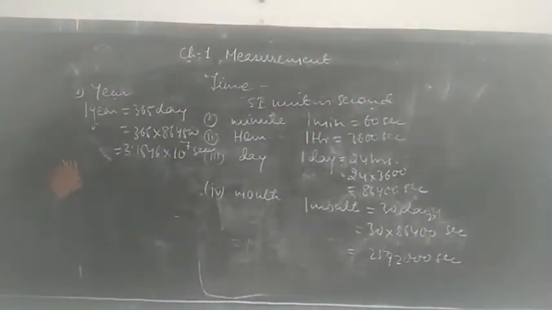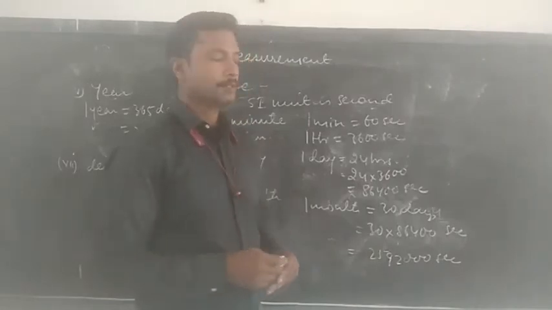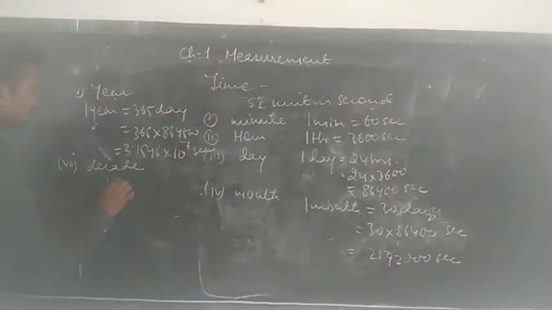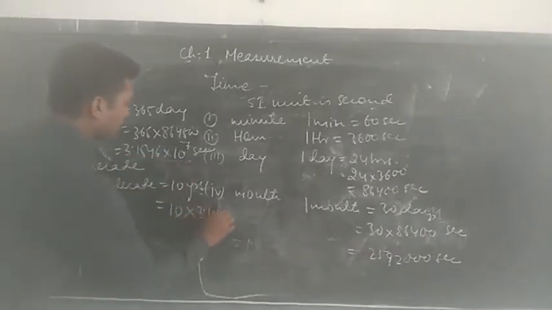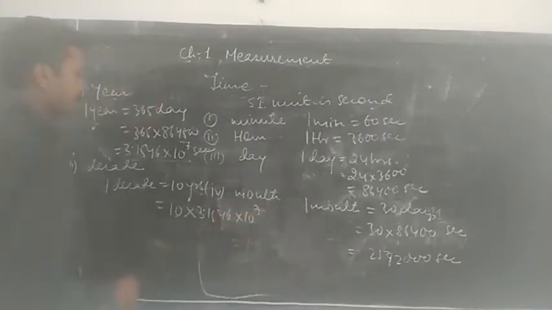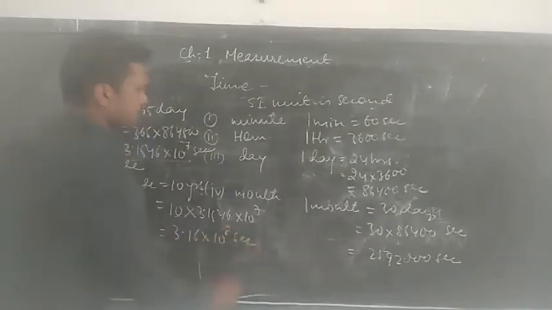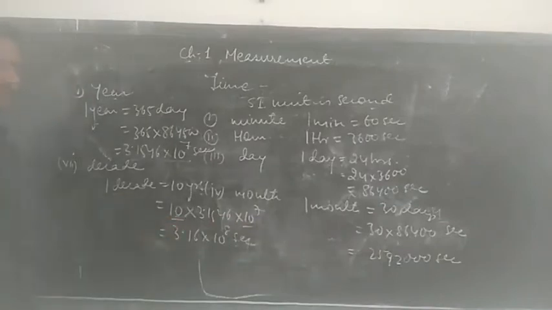Then we have a unit like decade. Decade means a period of 10 years. So if 1 decade is equal to 10 years, then we can multiply this number by 10, which will become 3.1546 into 10 to the power 7, making around 3.16 into 10 to the power 8 seconds. Because 10 to the power 7 and 10 to the power 1 when multiplied give 10 to the power 8 seconds.